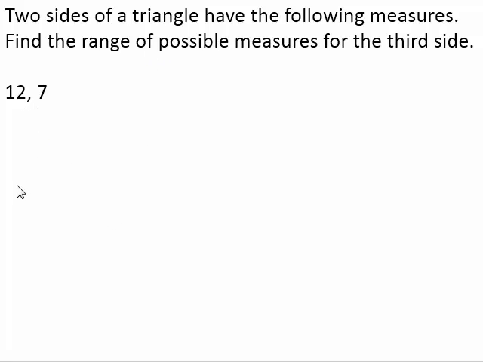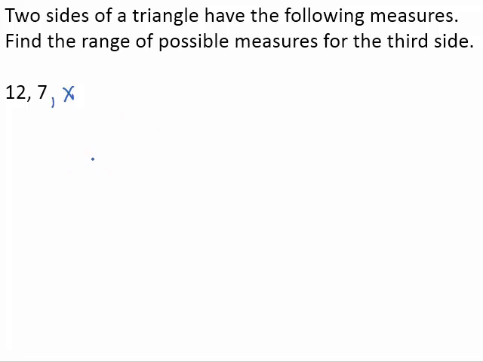In this video, we're going to take a look at the triangle inequality being used to find the range of possible measures for a third side if we're given two sides. So suppose our two sides are 12 and 7. What are some possible values for the third side? Now let's go ahead and name that third side x. Remember, triangles have three sides, so all three of our sides are 12, 7, and x in length.